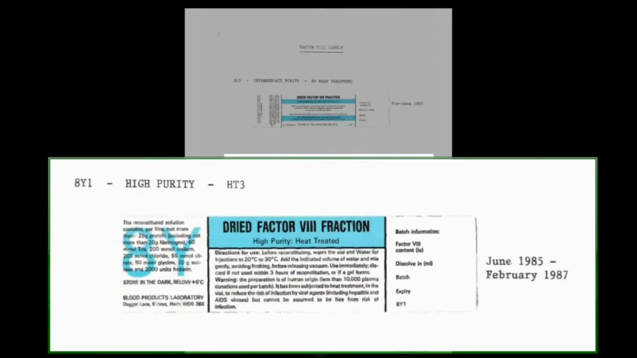If we could go to the second of those labels, please. This is stated to be from June 1985 to February 1987. It is for a high purity HT3 product, which is 8Y. We can confirm that it's 8Y because in the bottom right-hand corner of that label, you can see the code 8Y1. As with the label that you just went to, sir, it says, warning, this preparation is of human origin, brackets, less than 10,000 plasma donations used per batch. It has been subjected to heat treatment in the vial to reduce the risk of infection by viral agents, including hepatitis and AIDS viruses, but cannot be assumed to be free from risk of infection.